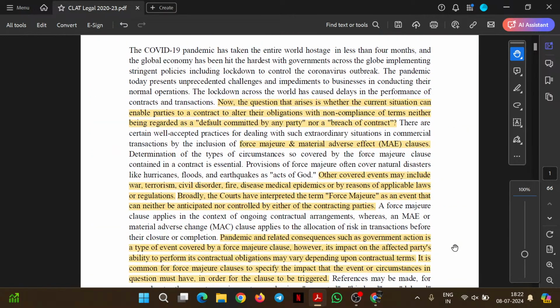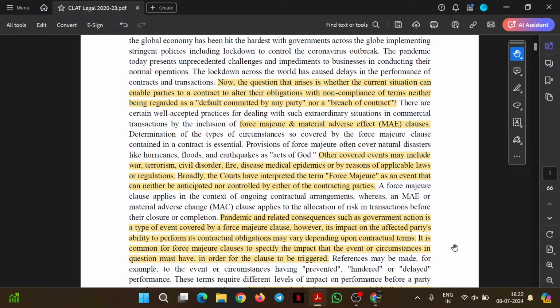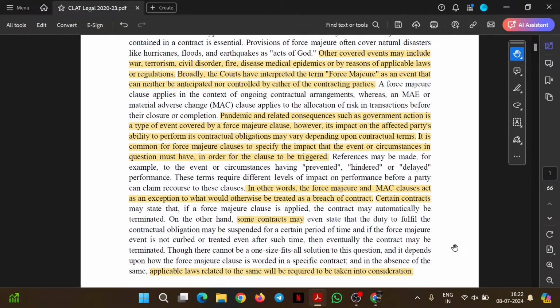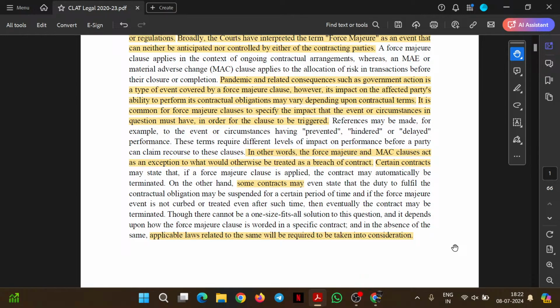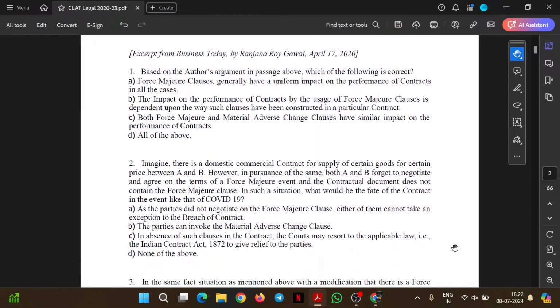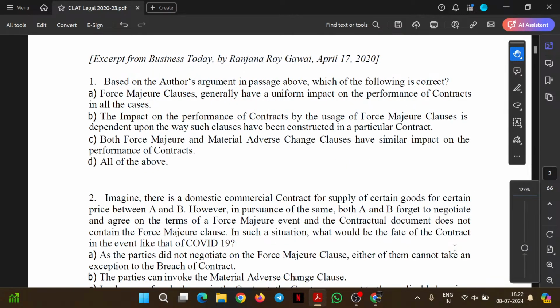Now, if we zoom out and see what the important parts in this passage are, we can see that there are only some key sentences, and moreover, towards the end, there are some keywords that we need to take into consideration. Now that we have a basic understanding of what a MAE or a force majeure clause is, let's move towards the questions and see how these knowledge bytes of law will help us solve them.